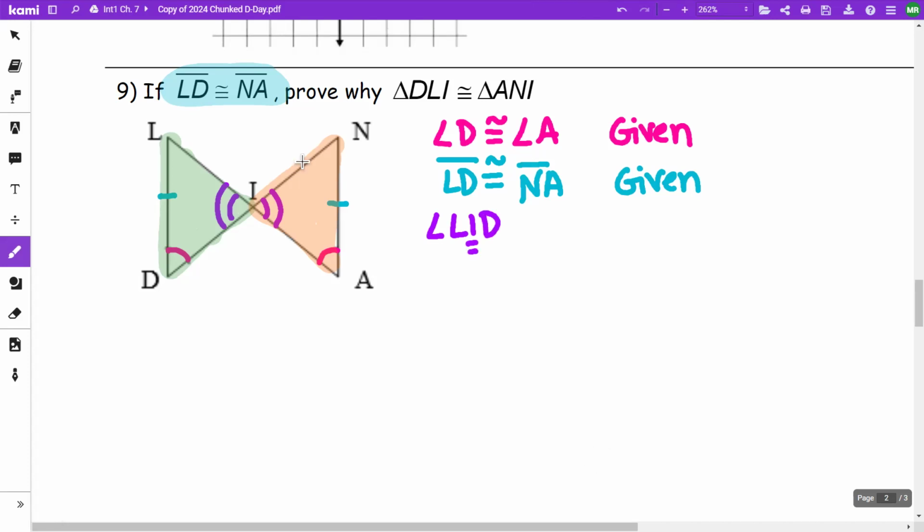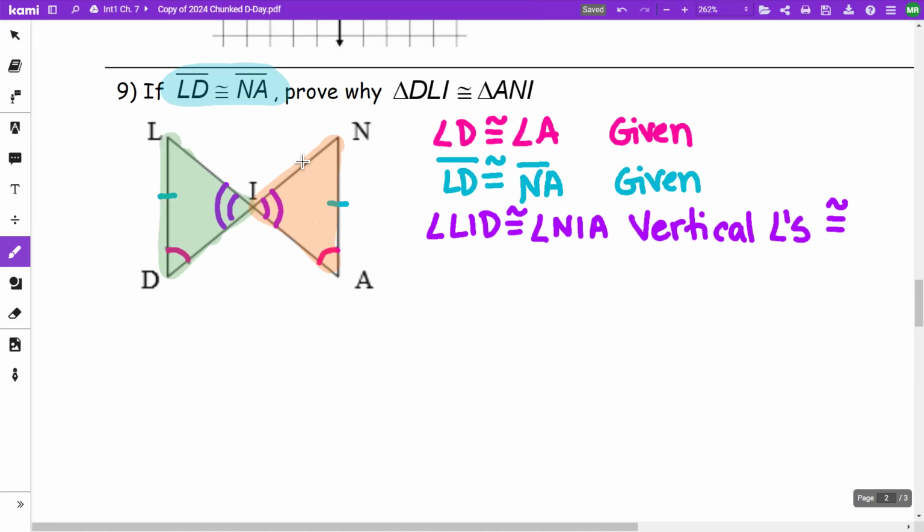Notice that the I, where the angle is, is in the middle. And I'm going to say that that is congruent to angle, the other one I'm going to call NIA. Again, the I is in the middle because that's where it is. And then the reason this is true is not given. They did not give it to me. It's because I know that vertical angles are congruent.